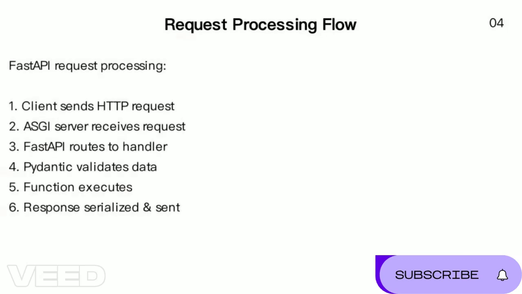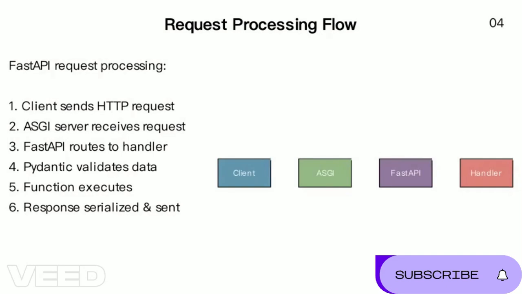Let's see how FastAPI processes requests. First, a client sends an HTTP request. The ASGI server receives this request and passes it to FastAPI. FastAPI's router matches the request to the appropriate handler function. Pydantic validates the incoming data based on type hints. The handler function executes and returns data. Finally, FastAPI serializes the response and sends it back through the ASGI server to the client.